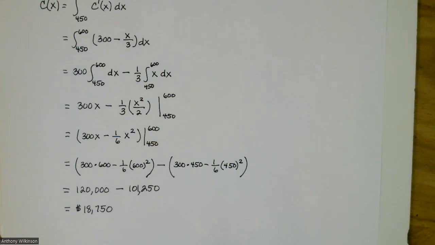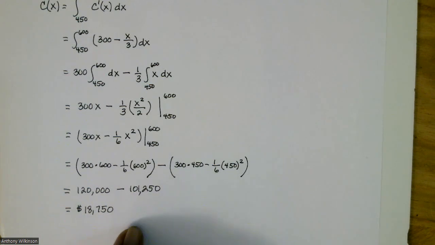So in this case, the increase in cost going from a production level of 450 bikes per month to 600 bikes per month, that increase in cost would be $18,750. Okay. All right, so that does conclude this video in section 5.5 dealing with the fundamental theorem of calculus.